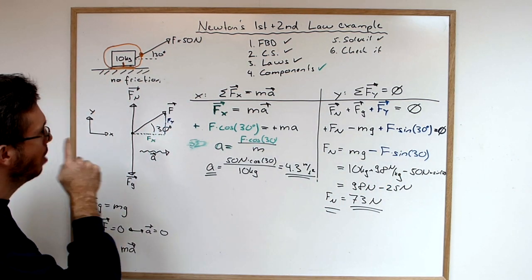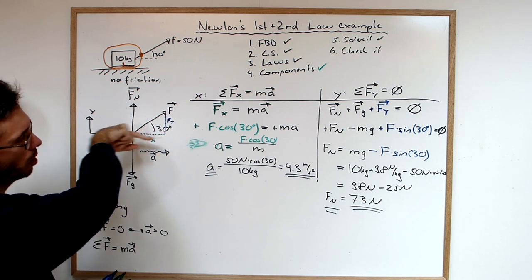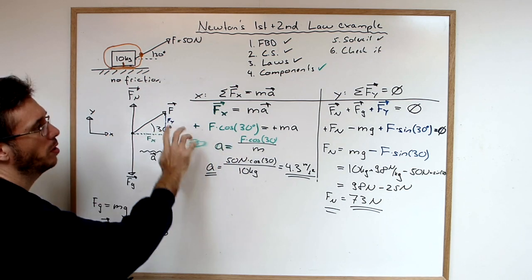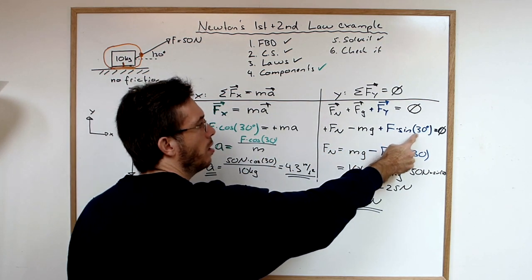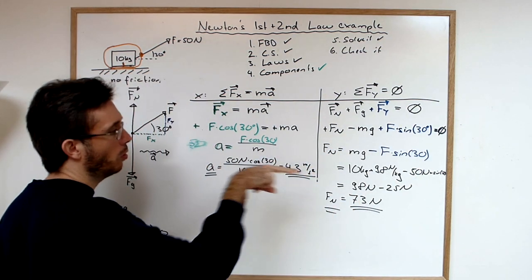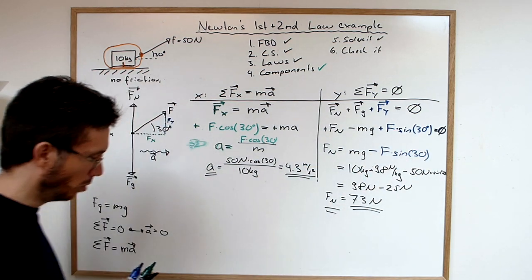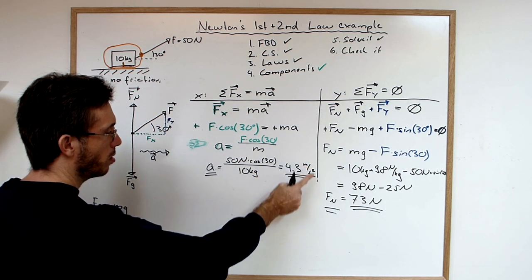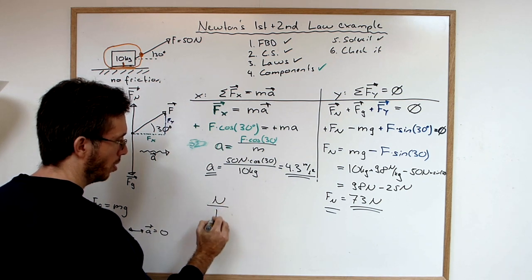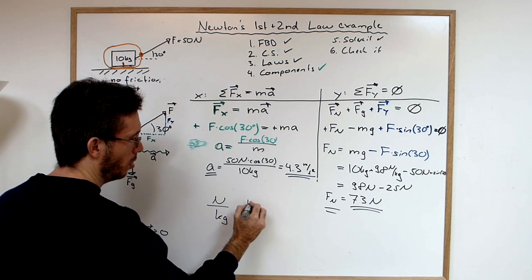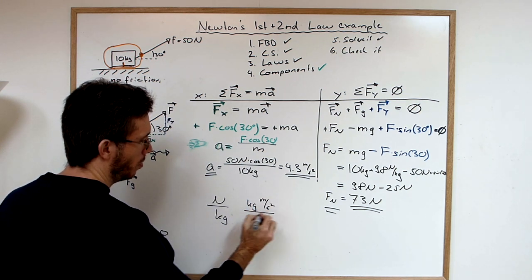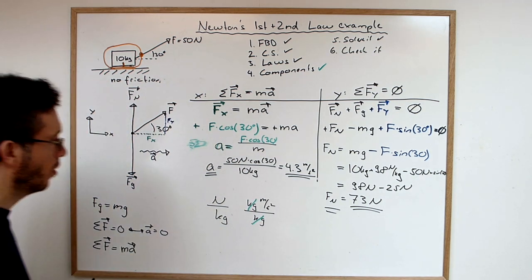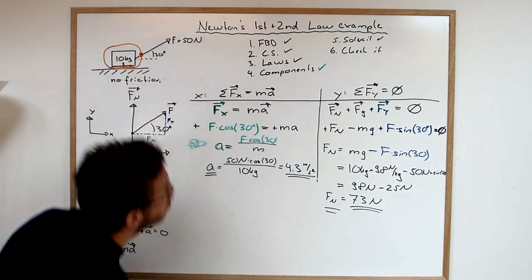I can also think what would happen if I would pull directly to the right. If I would pull directly to the right, I would have force times cosine 0. Cosine of 0 is 1, so all my force would then be translated directly into an acceleration. And sine of 0 is 0, so then my force wouldn't play here. So if I would pull only horizontally, my normal force would be equal to the weight. Last thing I could check, the units: newton per kilogram is equal to meters per second squared. A newton is a kilogram times meters per second squared, divided by the kilogram. So yes, I get meters per second squared. So I'm very confident that my answer is correct.